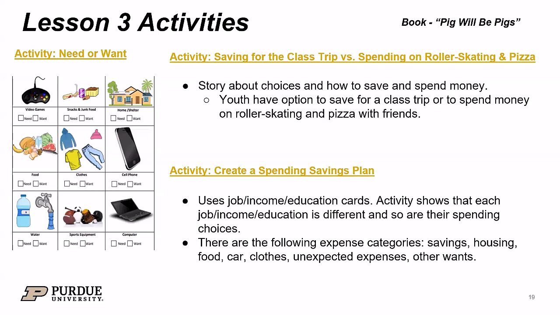And then we have them create a spending savings plan. So coming back to lesson 1, where you had the job, the income, and the education. Remember when I showed you that slide, it had all 3, like above the career for the cashier would say the education requirements, how much they would make on a monthly basis, and then a picture of the cashier.